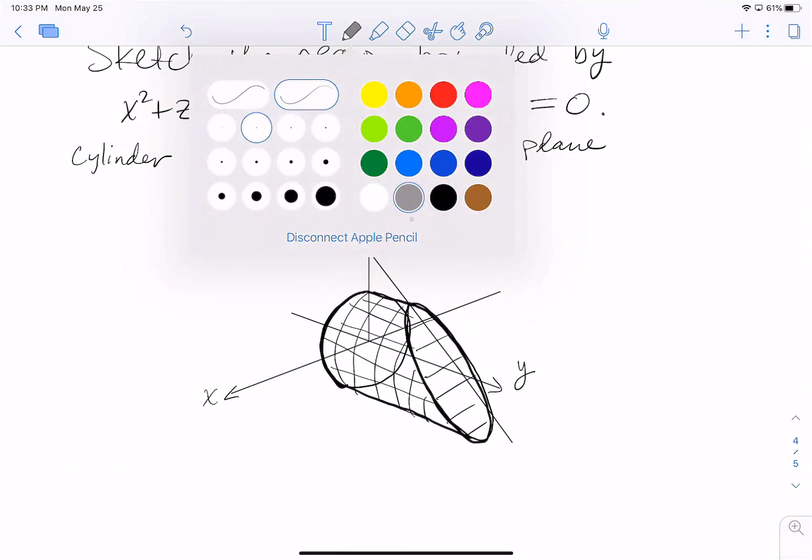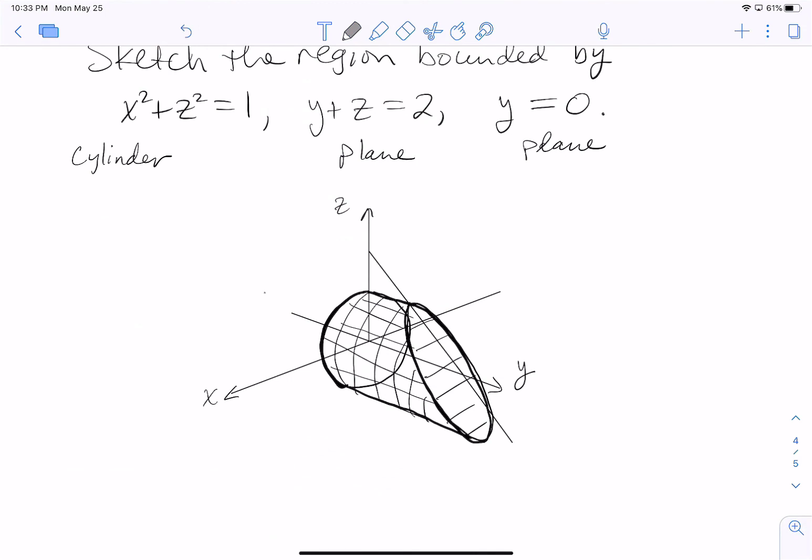Now I don't want to let this go without talking about the plane. So the plane here is what's doing the slicing, and I just want to give you a picture of the plane so you can see how this kind of works in my mind. So we've had this cylinder that's been sliced this way by the plane, y plus z equals 2, and the solid looks kind of like lipstick.